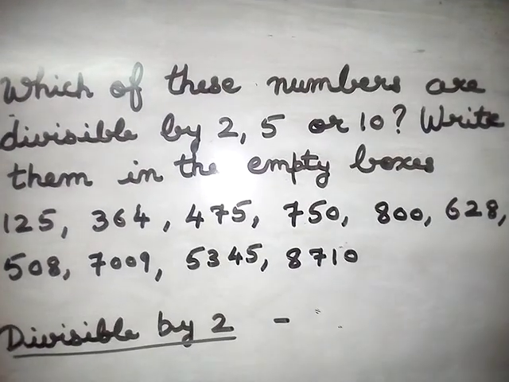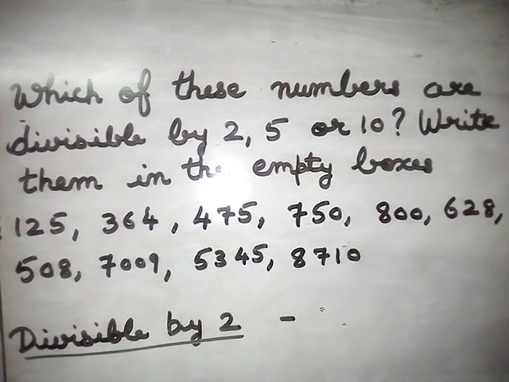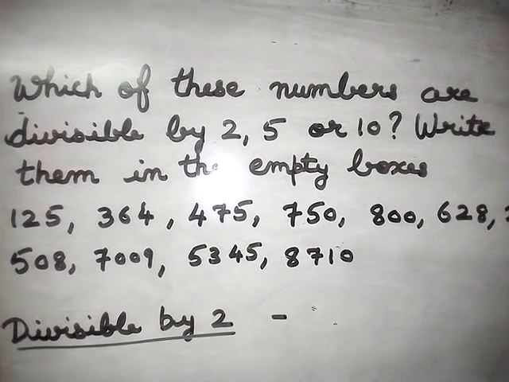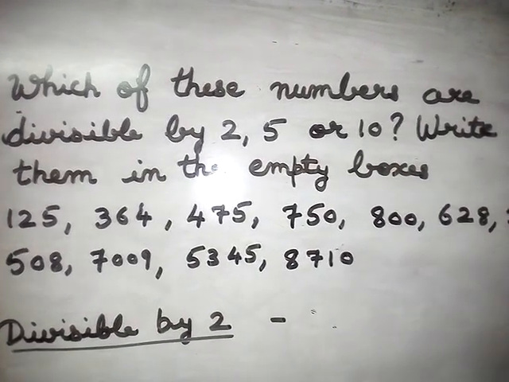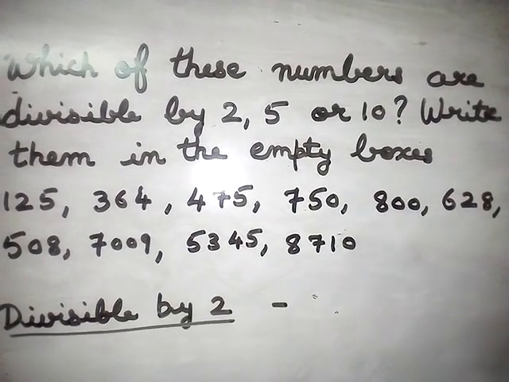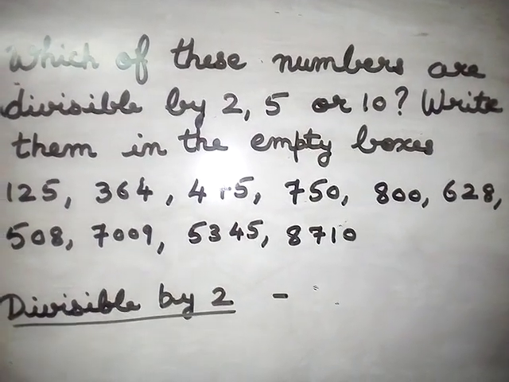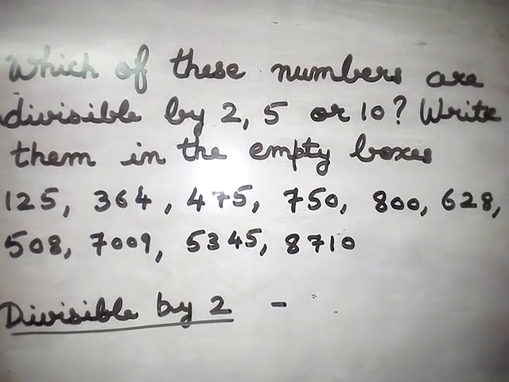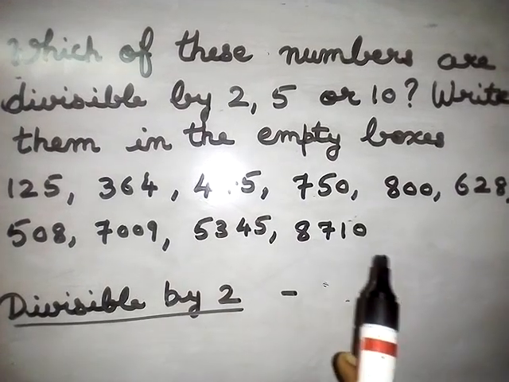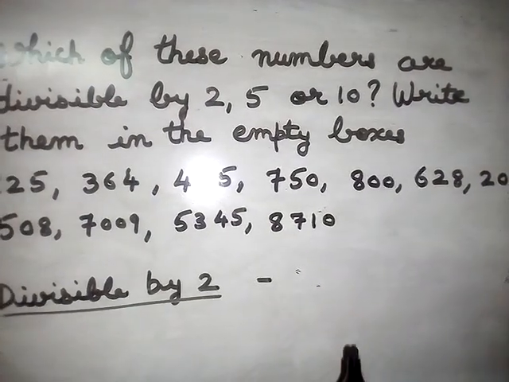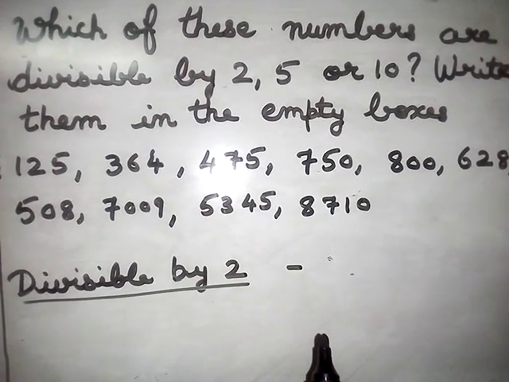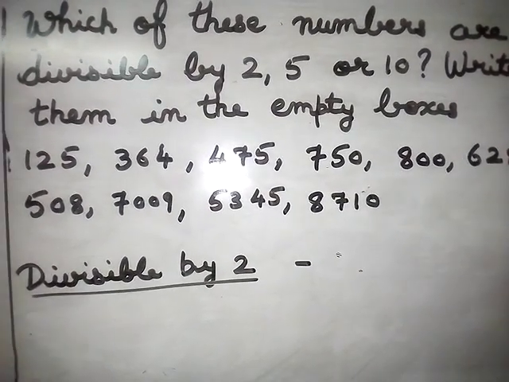Now open your textbook on page number 43. Here this question C: Which of these numbers are divisible by 2, 5 or 10? Write them in the empty boxes. Now we have already studied the test of divisibility of 2, 5 and 10. So which of the given numbers are divisible by 2, 5 or 10? You have to check that using all 3 tests of divisibility.